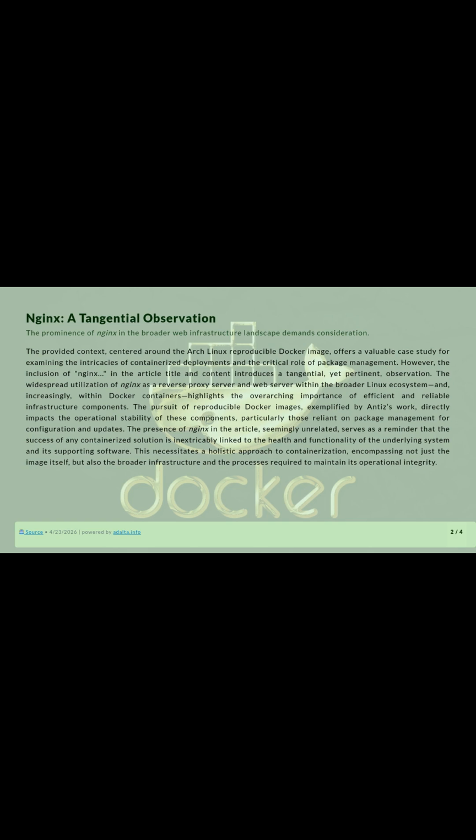The widespread utilization of Nginx as a reverse proxy server and web server within the broader Linux ecosystem and increasingly within Docker containers highlights the overarching importance of efficient and reliable infrastructure components. The pursuit of reproducible Docker images exemplified by Antis's work directly impacts the operational stability of these components, particularly those reliant on package management for configuration and updates.